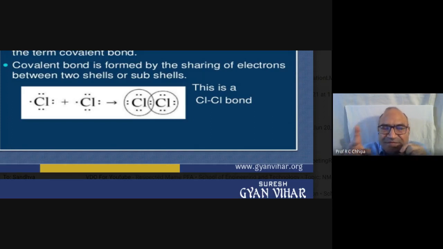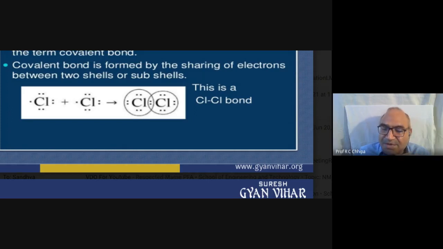Further, the p subshell has three atomic orbitals, px, py, and pz. So this is the arrangement of outer shell or subshell electrons. So what happened here? One electron of one chlorine atom combined with another chlorine atom's electron, but here it is the sharing of electrons. The meaning of sharing is that it is right for both atoms.